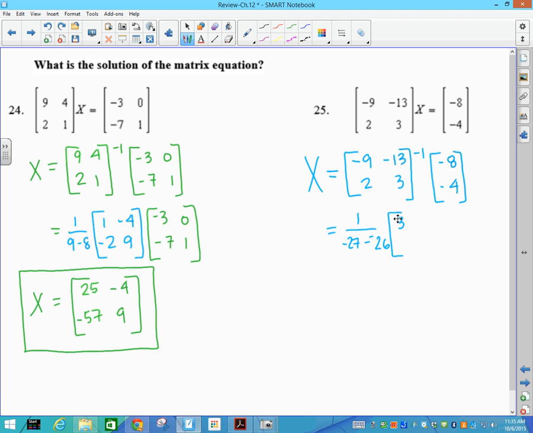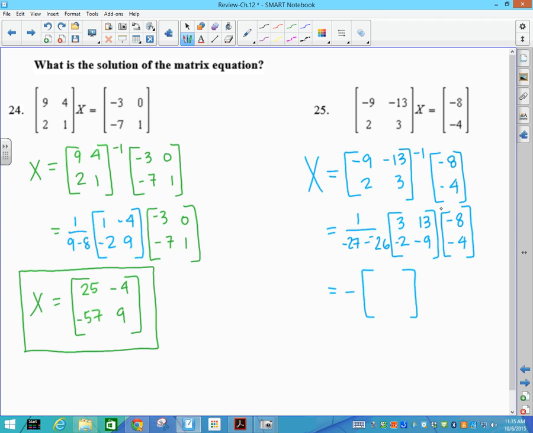And I switch these two, and I negate this diagonal. Then I'm going to multiply it by the matrix that I had on the other side. So that gives me -27 plus 26, which is going to be -1. So we're going to have -1, and I'm going to multiply these two.